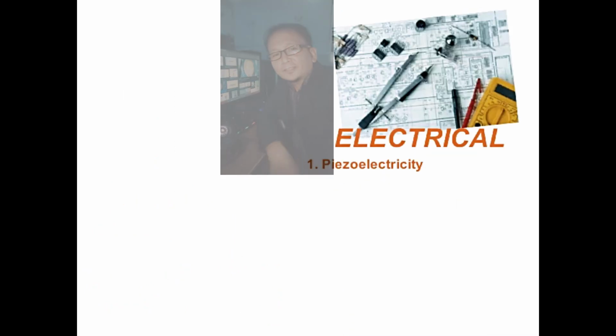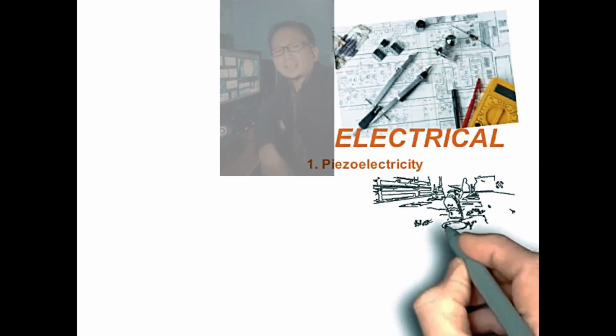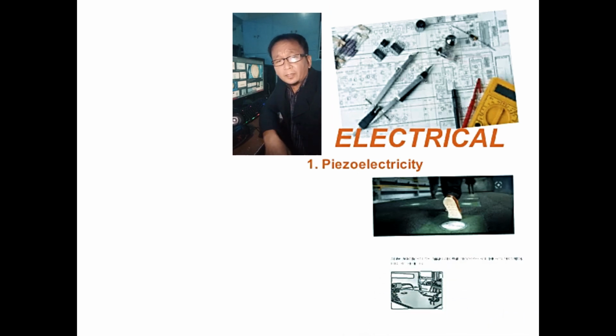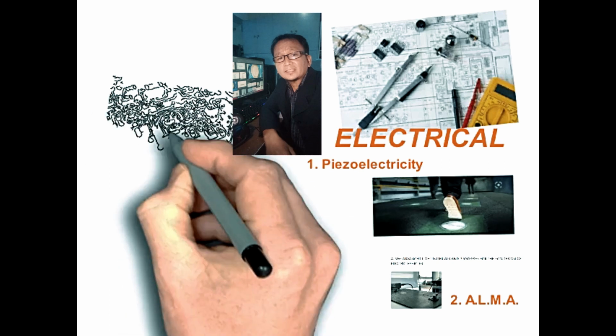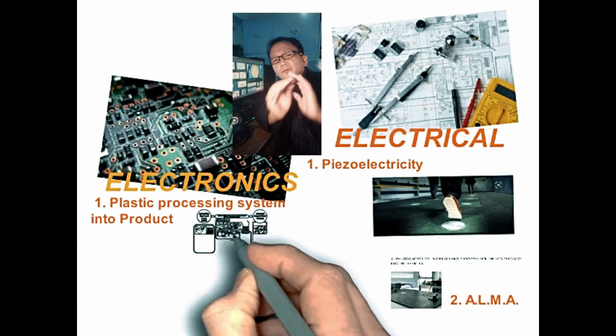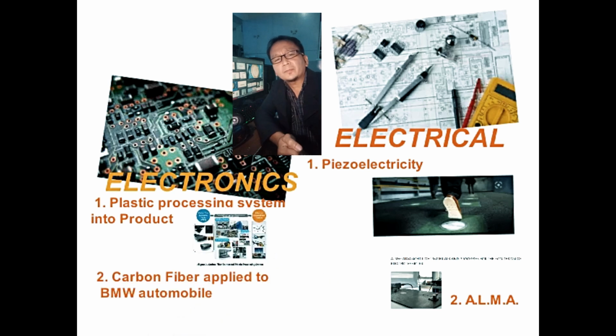The last but not the least, the advances in the processes aspect. Number one in electrical is piezoelectricity and ALMA. Number two in electronics is the plastic processing system into product, and then the carbon fiber with sample applied in a BMW automobile.